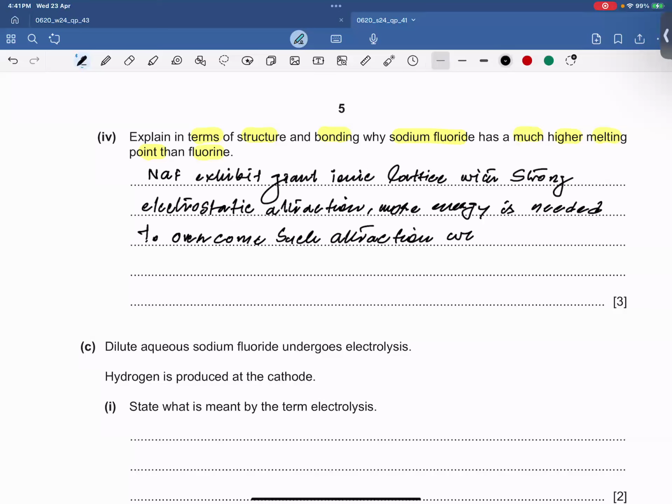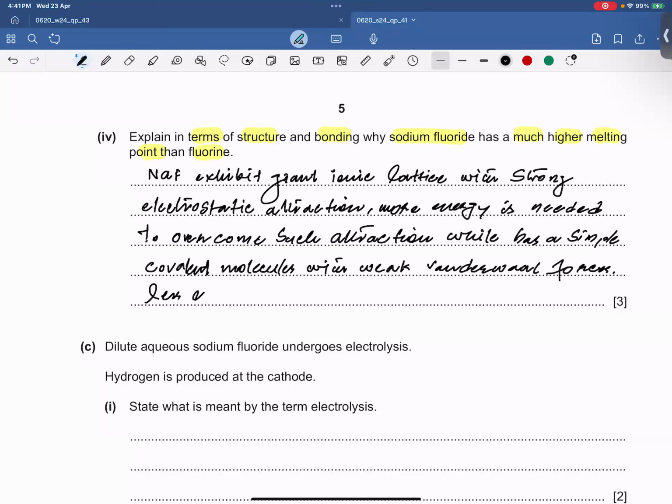While fluorine has a simple covalent molecule with weak van der Waals forces. Less energy is needed to overcome the weak force.